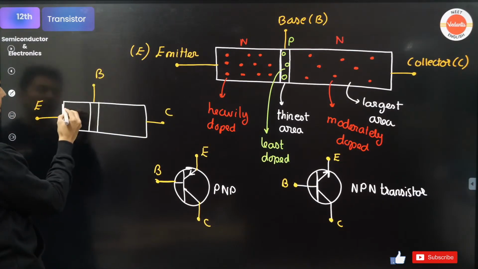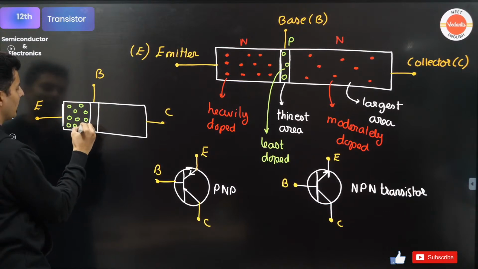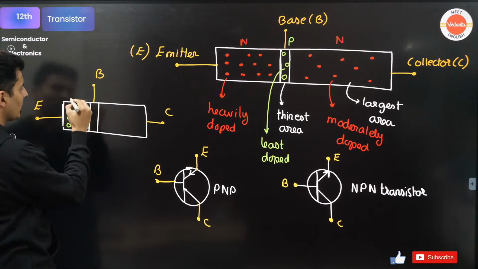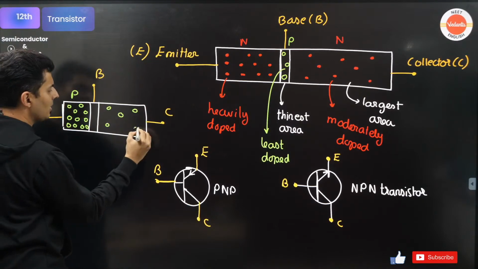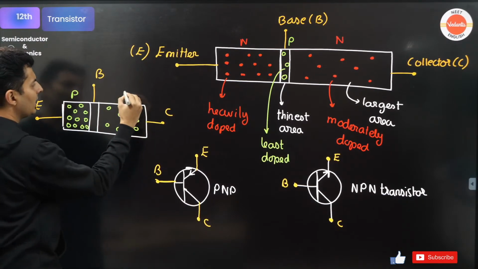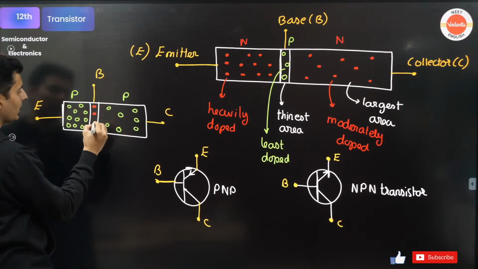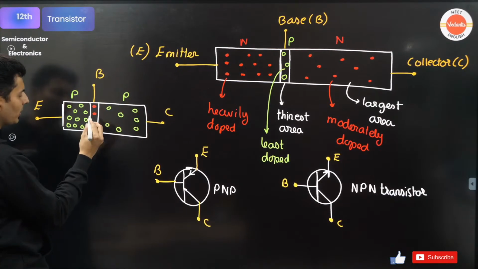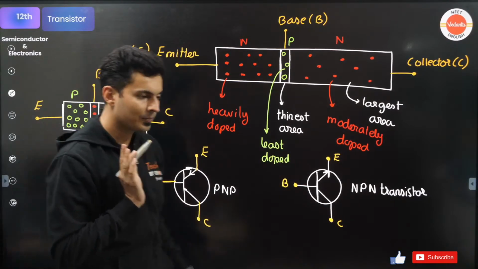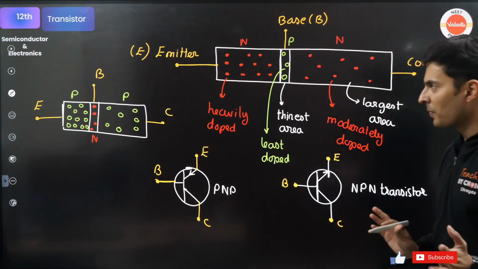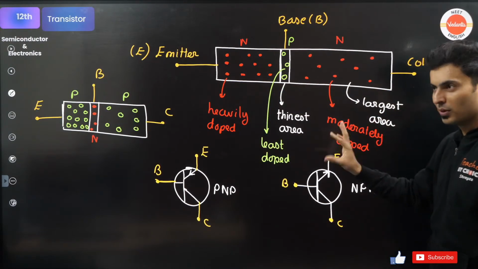So for a PNP, there will be lots and lots of holes over here. Too many holes over here. This is P type. Then here also there will be P type, but not so much, moderately doped. So this is also P, and the remaining electrons will be over here. So this is very lightly doped. So that is your N type. So PNP transistor. Everyone clear about this? Understood the symbol construction, who is doped more, who is doped less?